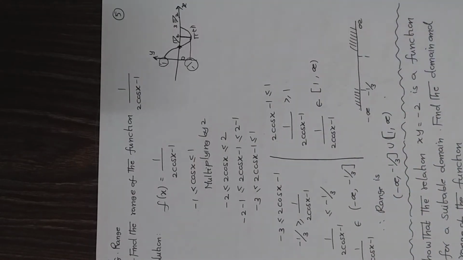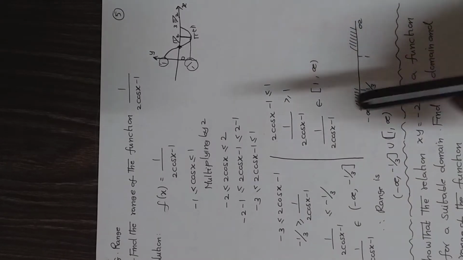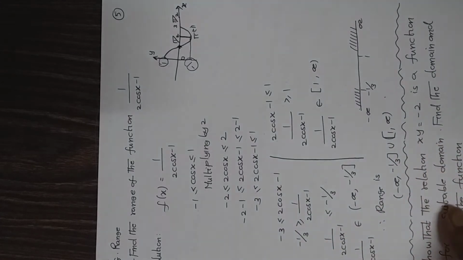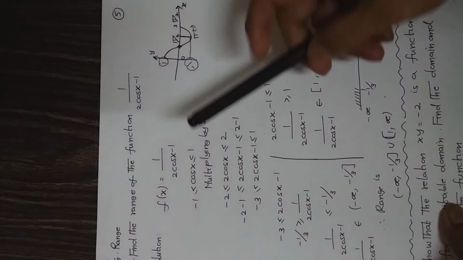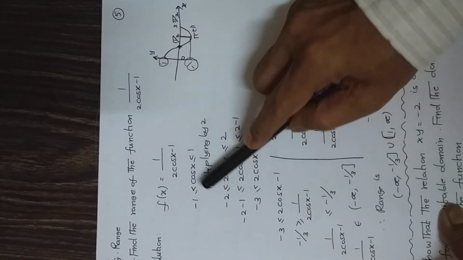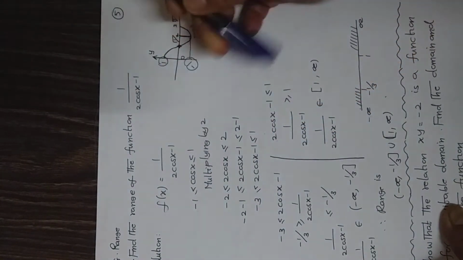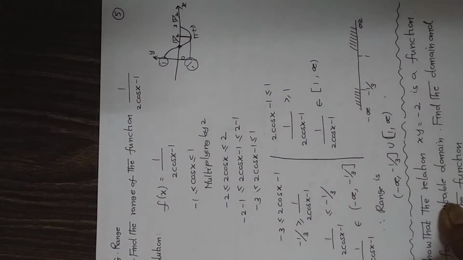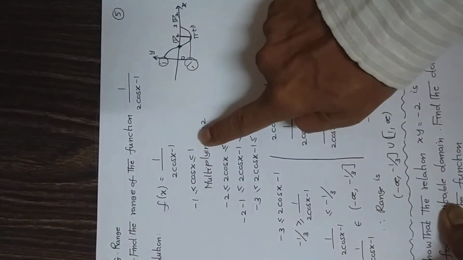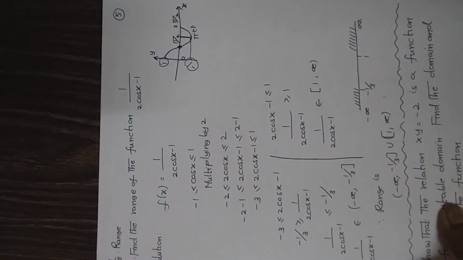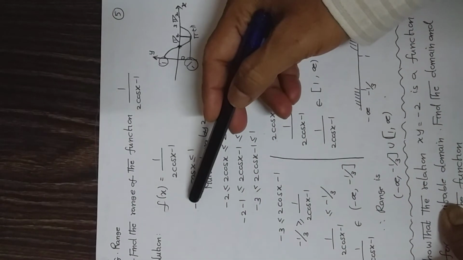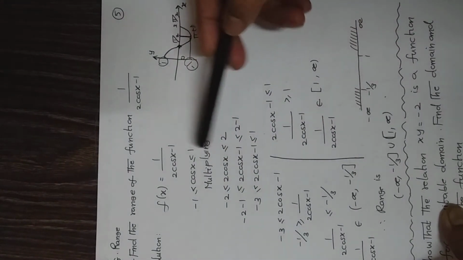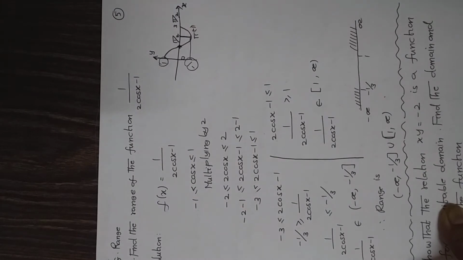That is the first step you should understand: minus 1 less than or equal to cos x less than or equal to 1. But in our problem we have 2 cos x. So what you should do is multiply the entire inequality by 2. Minus 1 into 2 gives minus 2, less than or equal to 2 cos x, less than or equal to 1 into 2, which is 2. You understand this step?